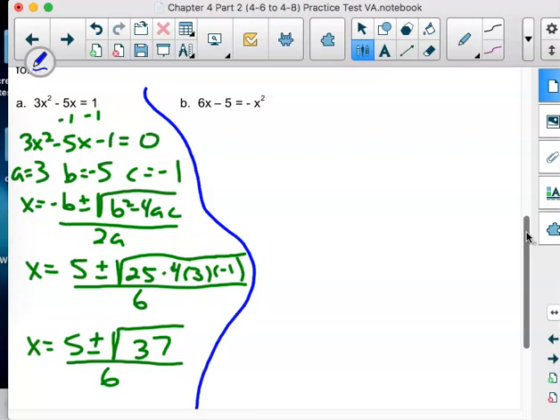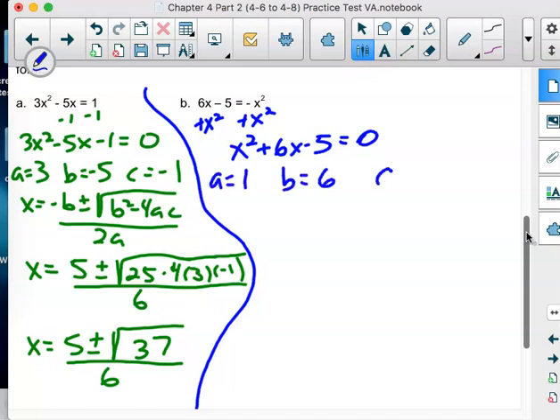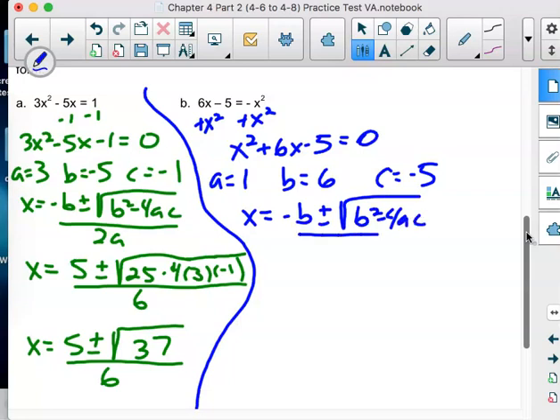B looks like a whole lot of messed up, doesn't it? Ideas. Yeah, I would too. I like my first term to be positive anyway, and I know that's more of a completing the square thing, but just feel better when that number is positive. So A is 1, B is 6, and C is negative 5. Sing a little song in your head. X equals negative B plus or minus the square root of B squared minus 4AC all over 2A.